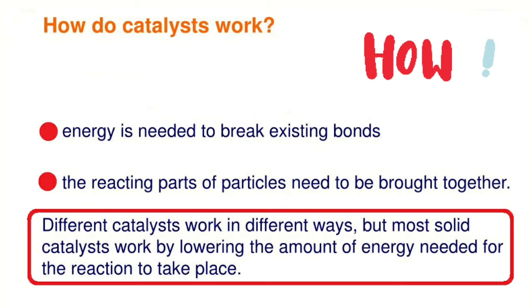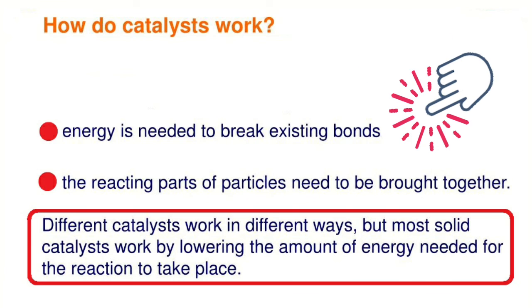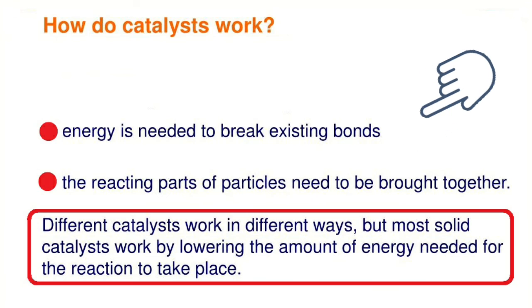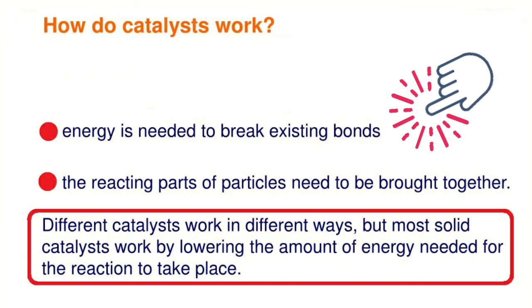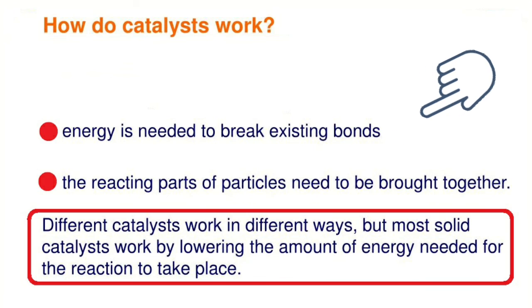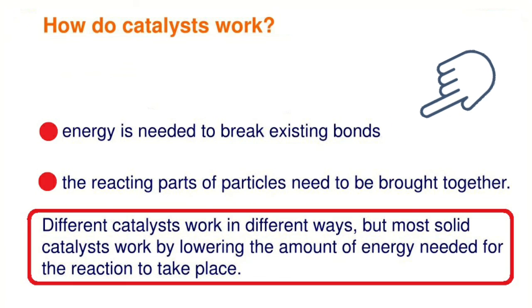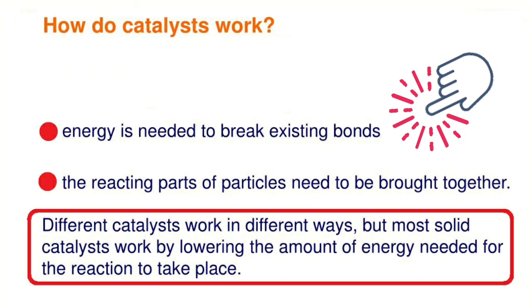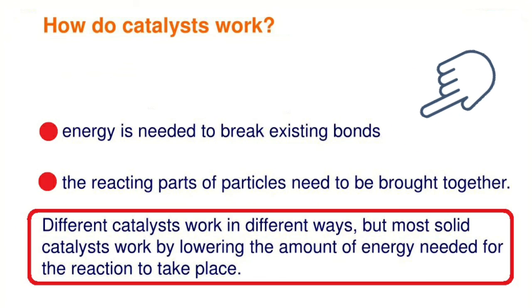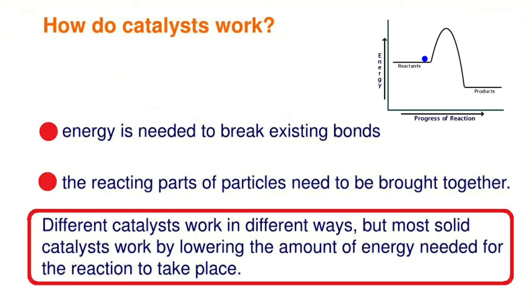How do catalysts work? For a chemical reaction to take place, energy is needed to break existing bonds, so new bonds can be formed. The reacting parts of particles need to be brought together. Different catalysts work in different ways, but most solid catalysts work by lowering the amount of energy needed for the reaction to take place. Catalysts work by lowering the activation energy of a reaction.